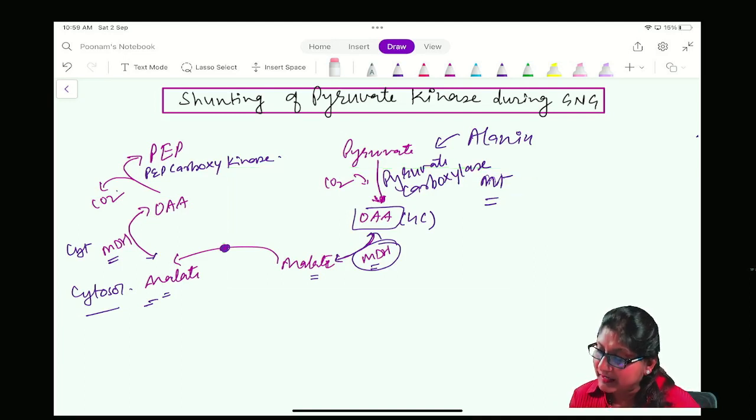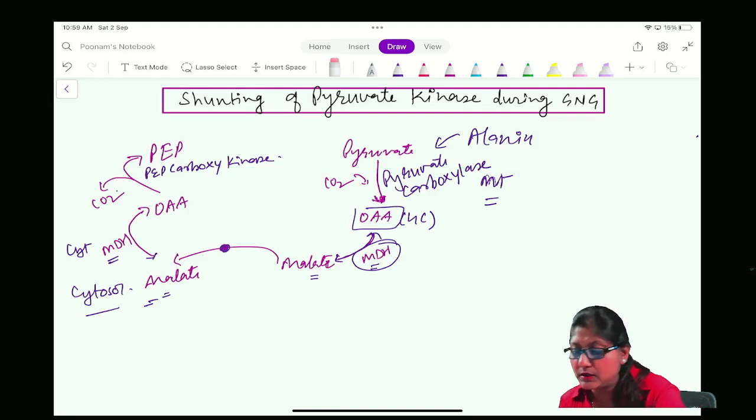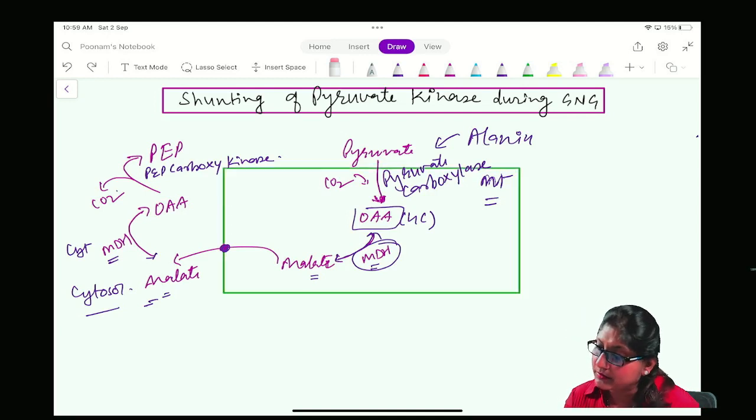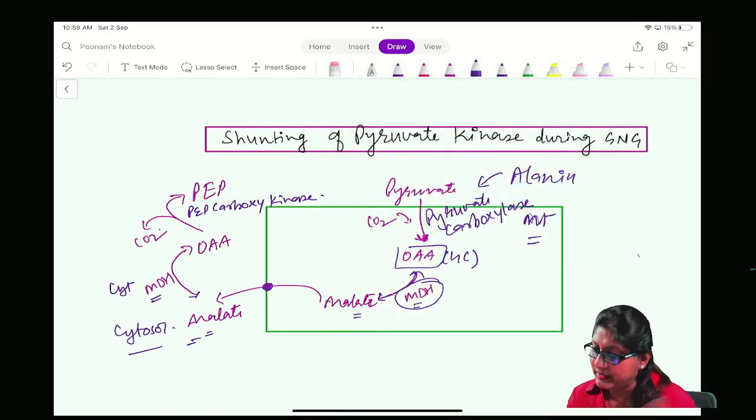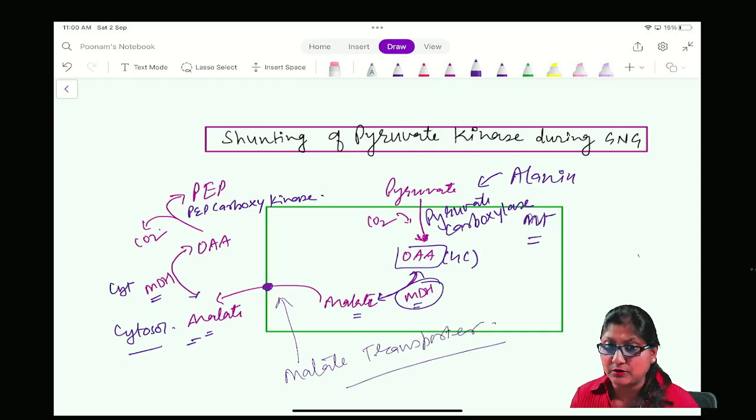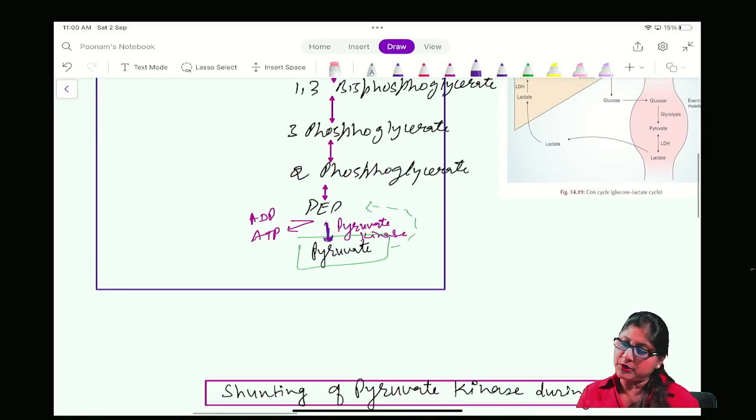We have this malate transporter on the inner membrane, so malate very well can come out. So God has created a mechanism where oxaloacetate will be converted to malate and will come out. So this is a malate transporter. It is not a shuttle, right? That's a different thing altogether. It's a malate transporter which will bring the malate outside, and from there the PEP will be produced.